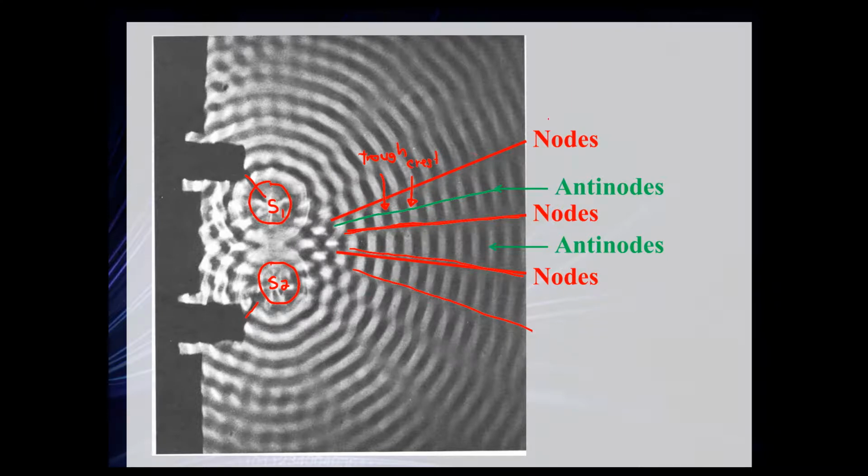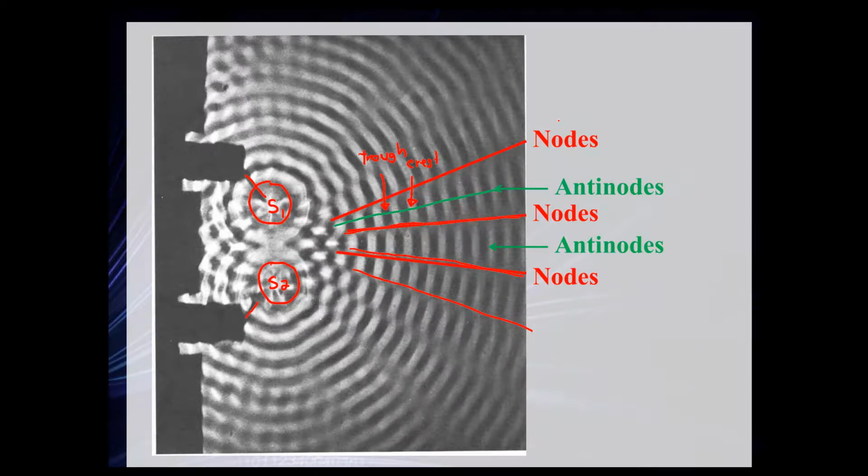So what you end up getting is something called an interference pattern. You get this alternating pattern where you have a node, which is no amplification, then an antinode, an area of maximum amplification, then a node, no amplification, then an area of maximum amplification, and so on.